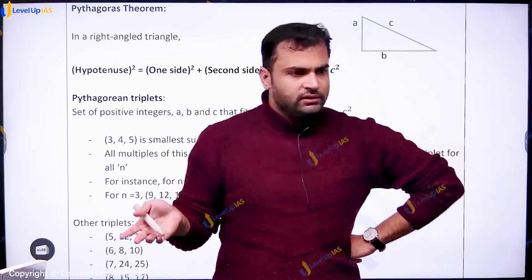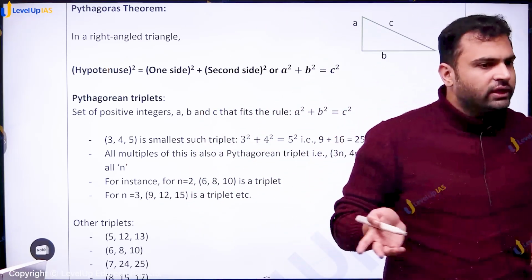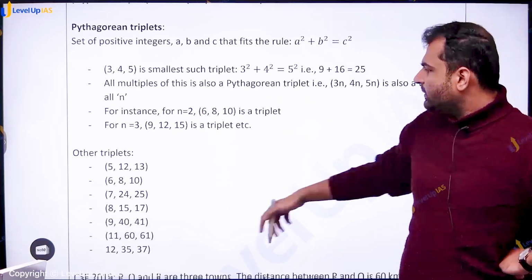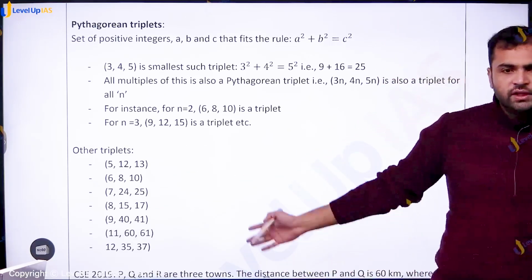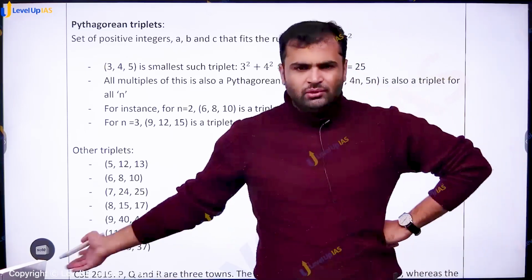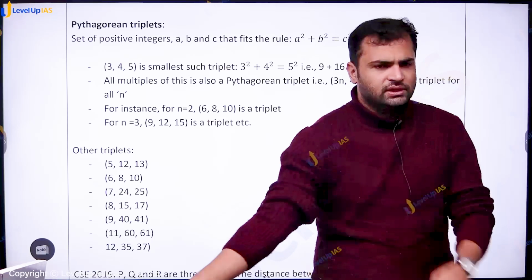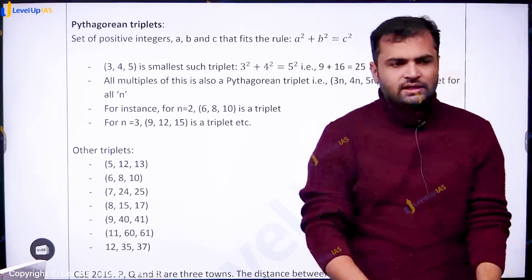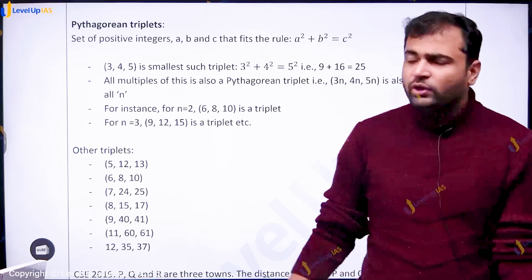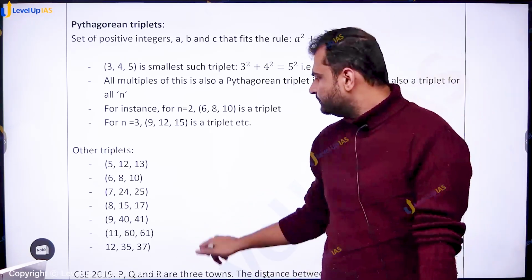Famous triplets are 3, 4, 5; 6, 8, 10; 5, 12, 13; then 7, 24, 25; 8, 15, 17. These are the famous triplets that I asked you to remember, because sometimes they come very handy when you are solving the direction type of question, and you can solve it within seconds instead of calculating squares, adding and subtracting. If you don't remember, then you'll have to add and subtract squares. You will have to do that.